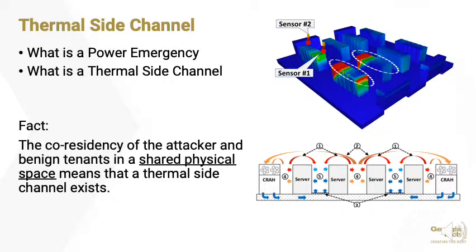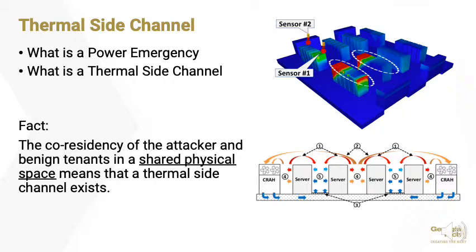Now, when that heat is recirculated within the data center, the heat can travel to other servers around it, as well as air intakes that take in hot air, cool it down, and send it back out into the data center. This is what is actually creating the thermal side channel. If you look at the bottom figure in the slide, labeled 1 and 2, that's your thermal side channel there.